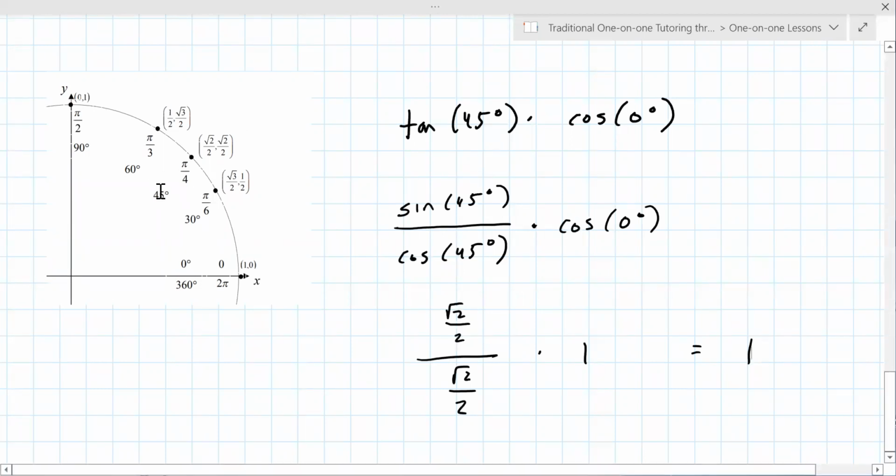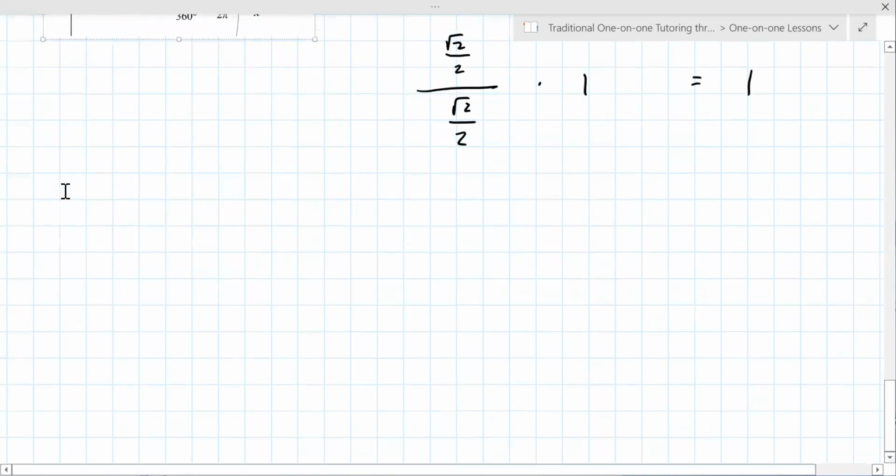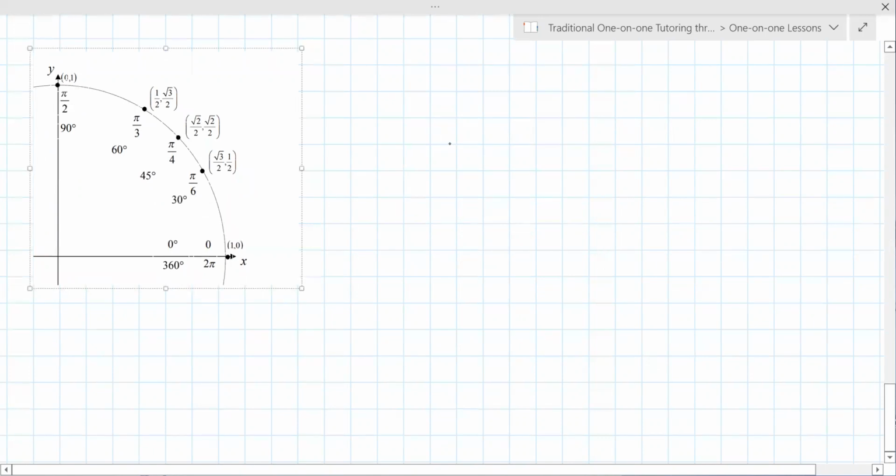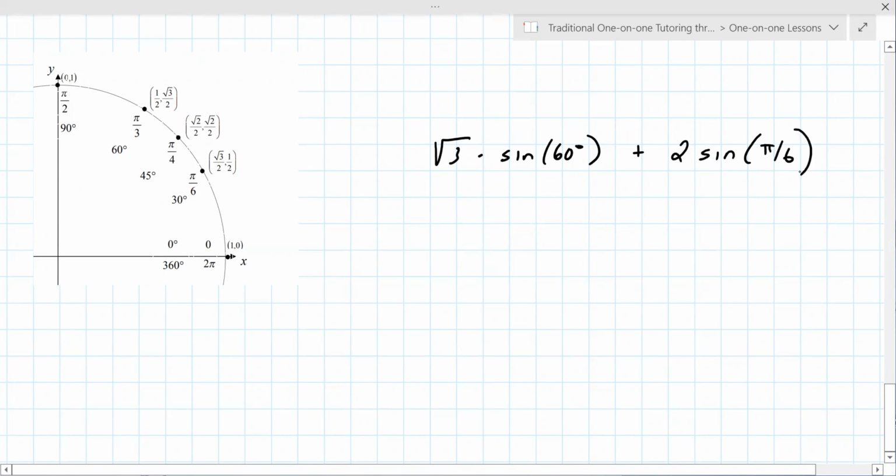Okay, so let's try another one here. Let me grab the unit circle here. First quadrant. So let's go square root of 3 times the sine of 60 degrees plus 2 times the sine of pi over 6. So try not to make this, it is a little more complicated, but I'm still just basically asking you to look up each of these.